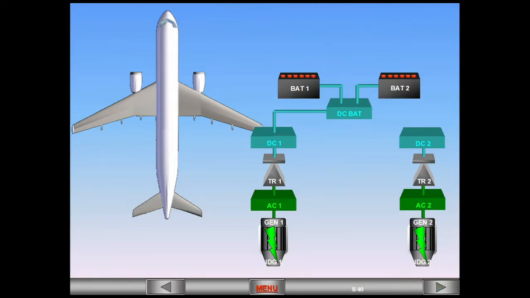The electrical system also includes two essential buses. The first one is the AC essential bus, fed by AC bus 1. And the second one is the DC essential bus, fed by the DC battery bus.